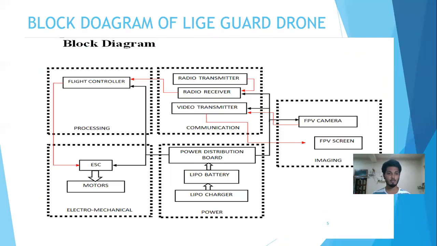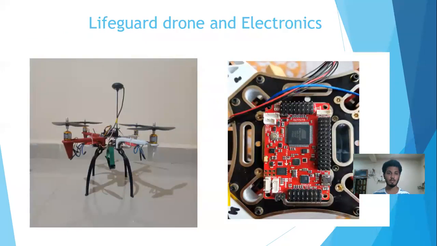Here's a block diagram. The processing block, communication block, imaging block, the power block, and electromechanical block work together to form the lifeguard assist drone. Here are some pictures of the lifeguard drone and the electronics.